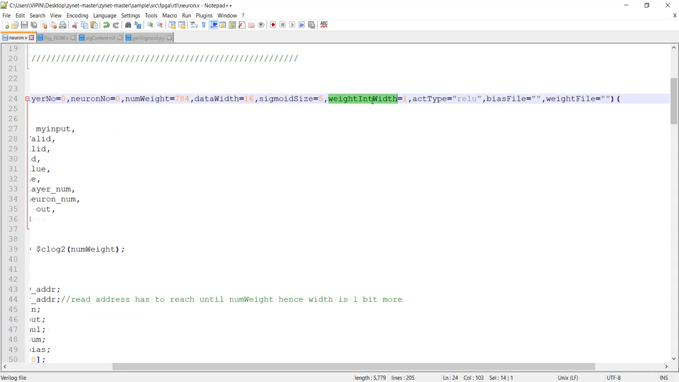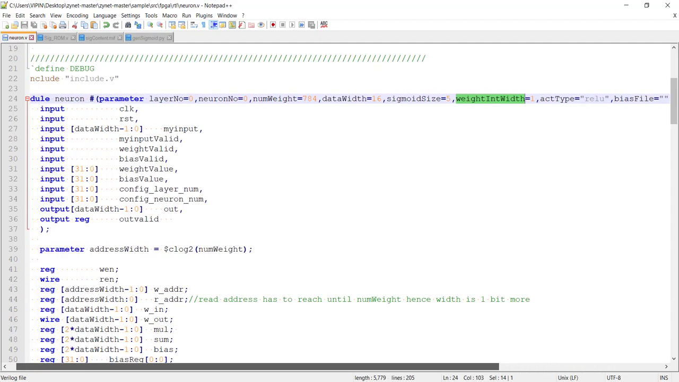Another one is weight int width, which is basically specifying, out of this 16 bits, so the weight as well as input data will be represented using 16 bits, how many bits are representing the integer part of the weight. So one bit for the integer part, and this is the signed representation. When we say one bit for the integer part in signed representation, that automatically says it is always a positive number. Okay, it has to be always zero.